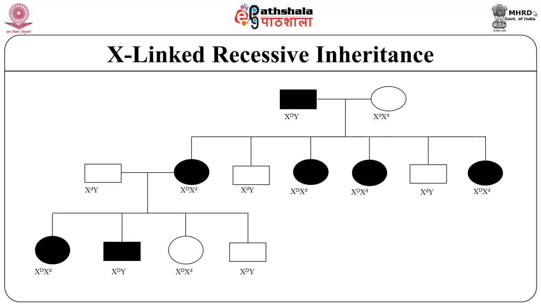Hypophosphatemia is determined by the presence of the XD allele. An individual affected with hypophosphatemia is represented by X capital D X small d, X capital D X capital D, and X capital D Y. Only one allele is sufficient to express the disease phenotype. Both males and females are equally affected. The normal genotype is represented by X small d X small d and X small d Y for female and male respectively.